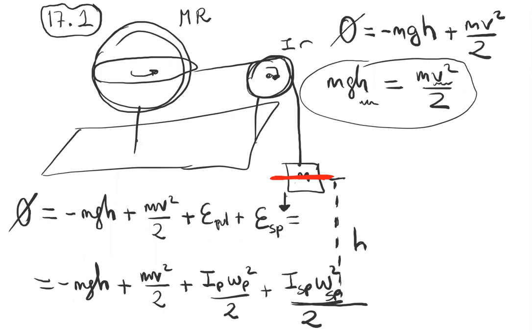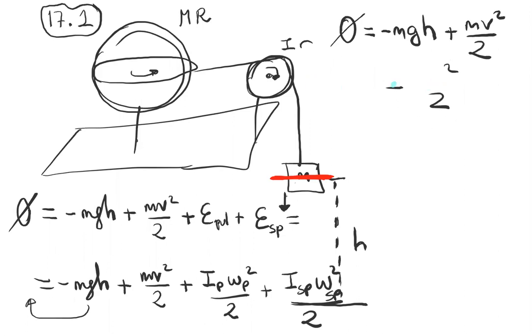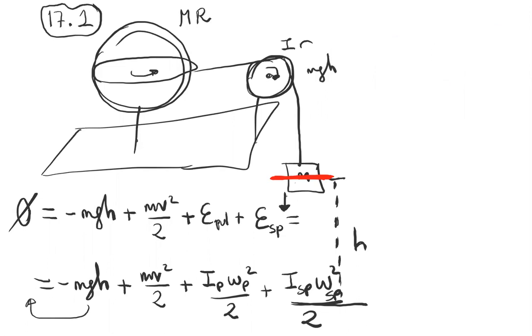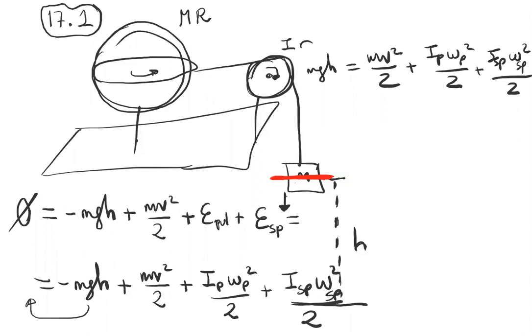So now if I move this negative mgh to the other side, I will get an equation that reads mgh is equal to mv squared over 2 plus I of the pulley, omega of pulley squared divided by 2, plus I of the sphere times omega of the sphere squared divided by 2. Again, this makes sense. This tells me that the farther I drop, the more energy I get into my box, into my pulley, and into my sphere.